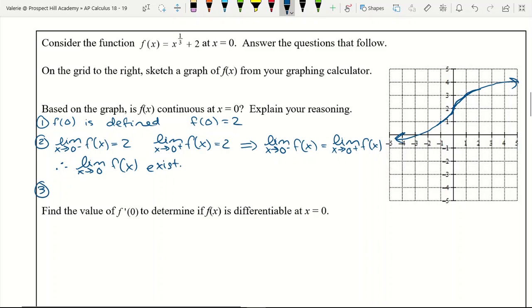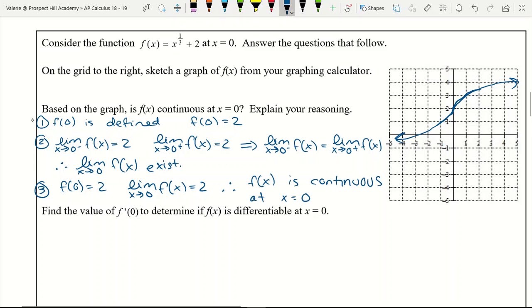So then our third rule is, does number 1 equal number 2? And we know that f of 0 equals 2, and the limit as x approaches 0 of f of x equals 2. Therefore, f of x is continuous at x equals 0.